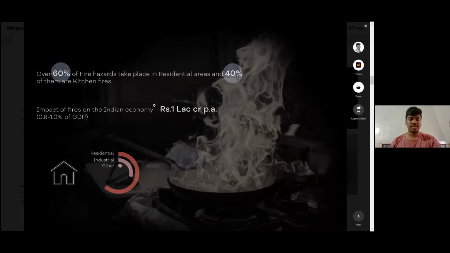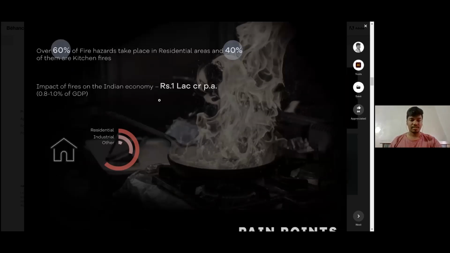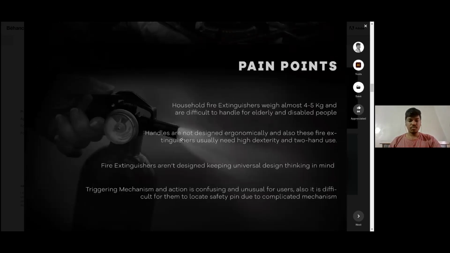And even if people have fire extinguishers at their place, they still had problems using them, because most of the time fire extinguishers are hidden in a cupboard or somewhere, because of how the fire extinguisher looks. They don't want it on the shelf or in the open, so they keep it somewhere on the side or in corners. So it's difficult to find at the moment when you really need a fire extinguisher. So these were a few pain points that I found.